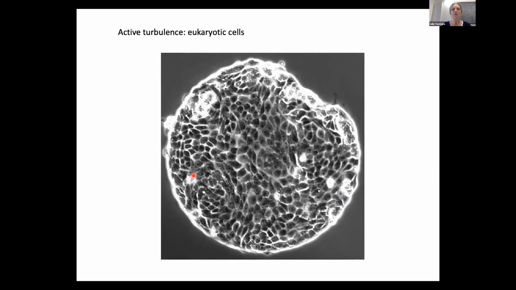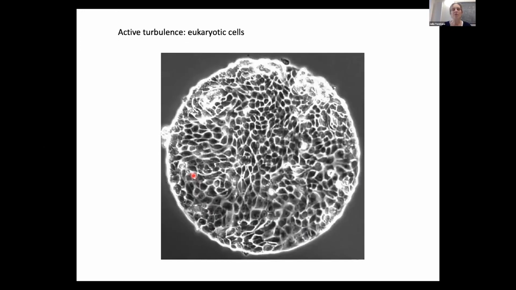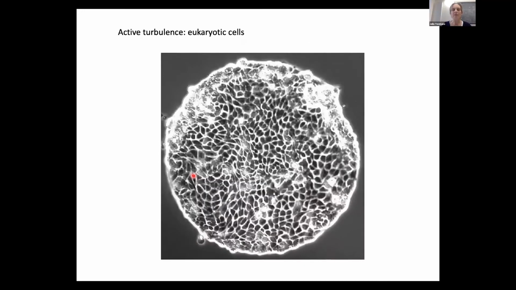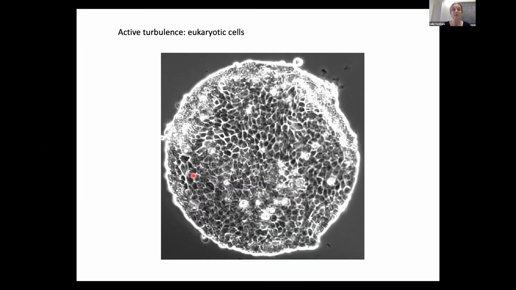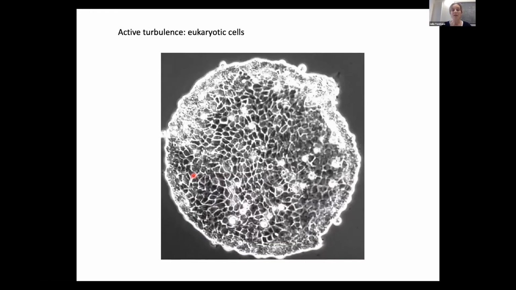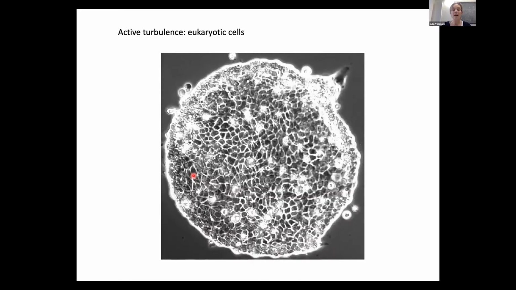I just wanted to show you the cells, the same sort of turbulence in a layer of cells. These are epithelial cells, like the cells that line your stomach or line your lungs. And again, you're seeing turbulent-like behavior.